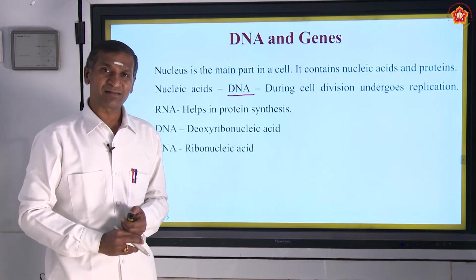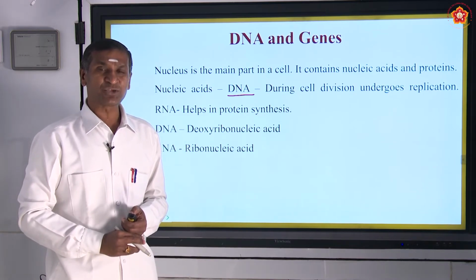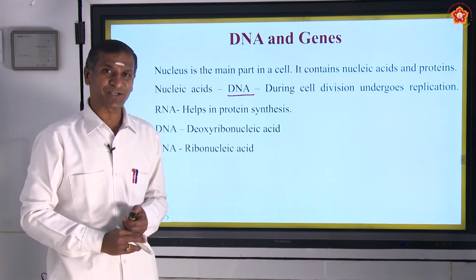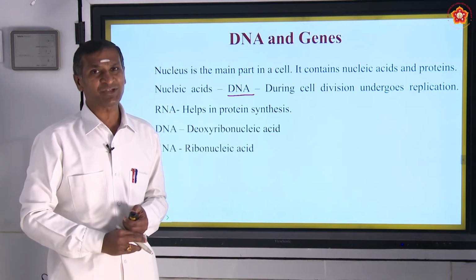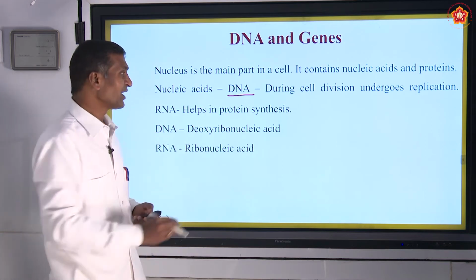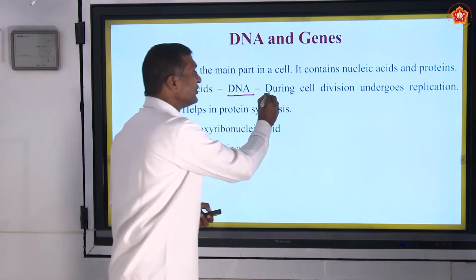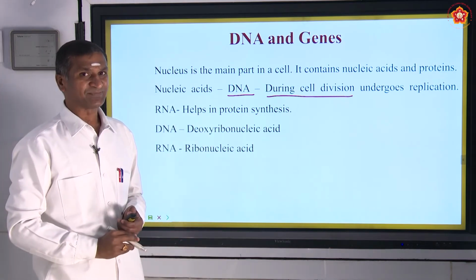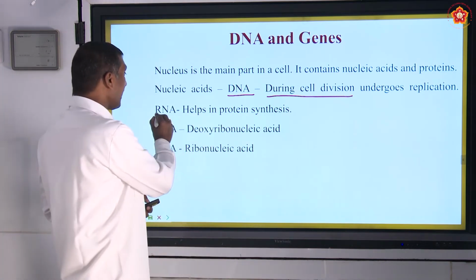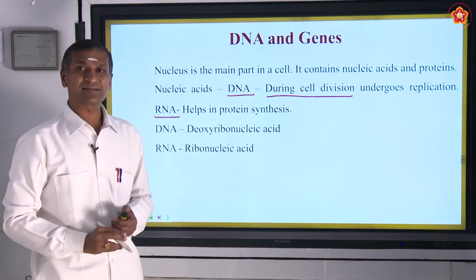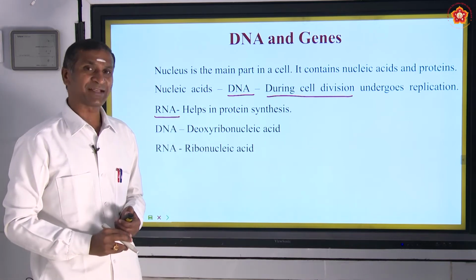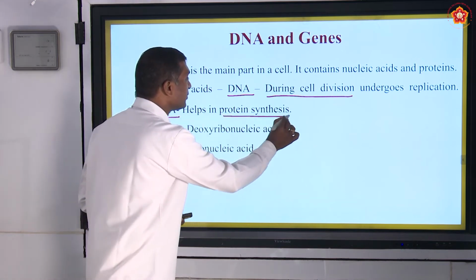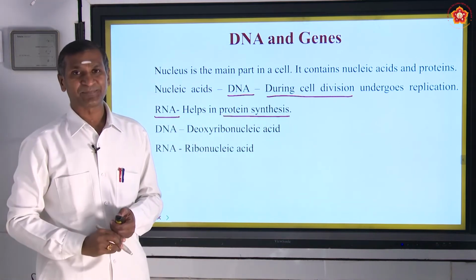Why does the cell undergo division? To increase the number of cells. When does the cell undergo division? When the cell reaches maturity. So, the DNA during cell division undergoes replication. The RNA is the other nucleic acid that is found in the nucleus, and it helps in protein synthesis.